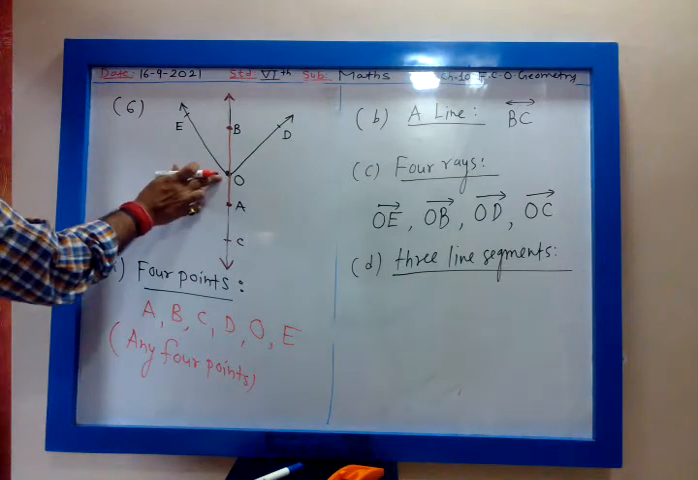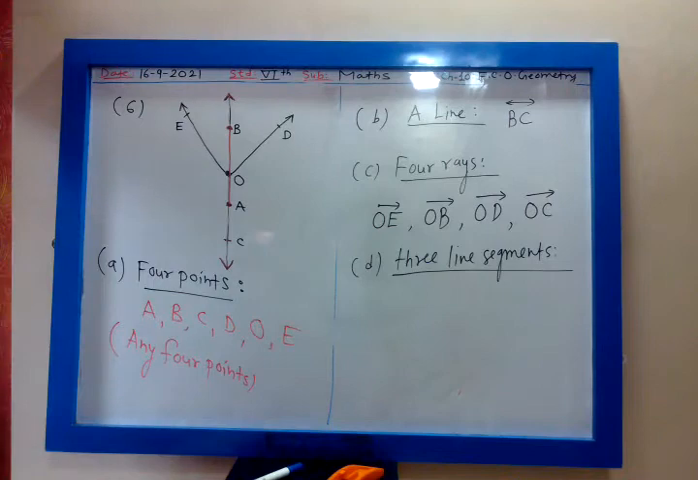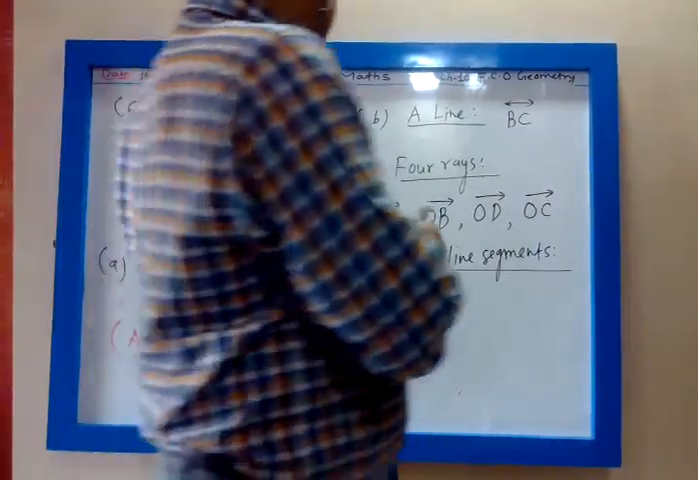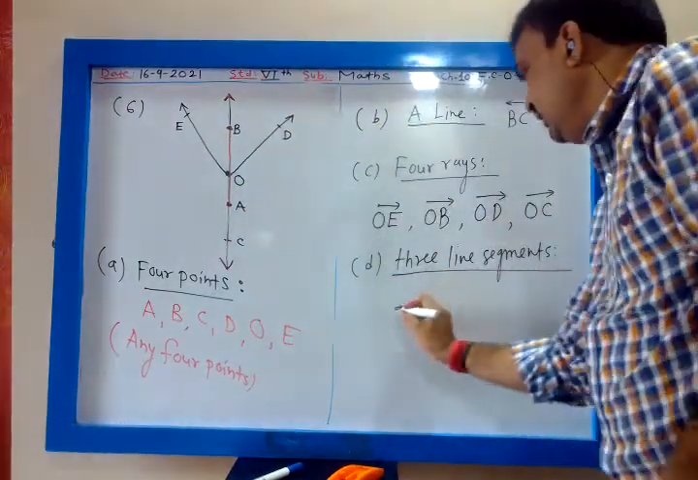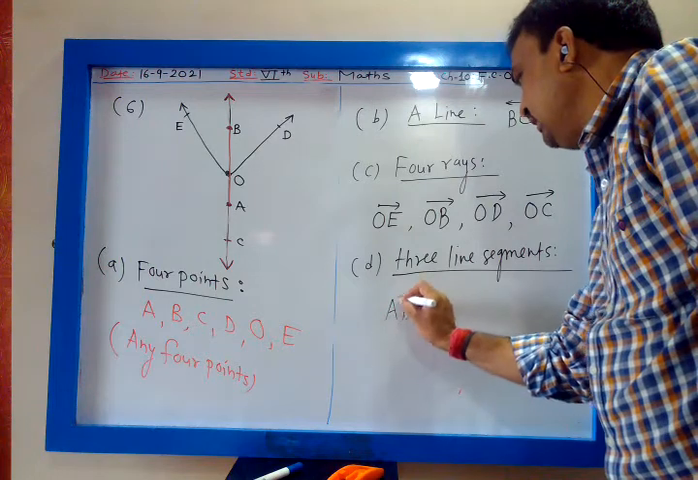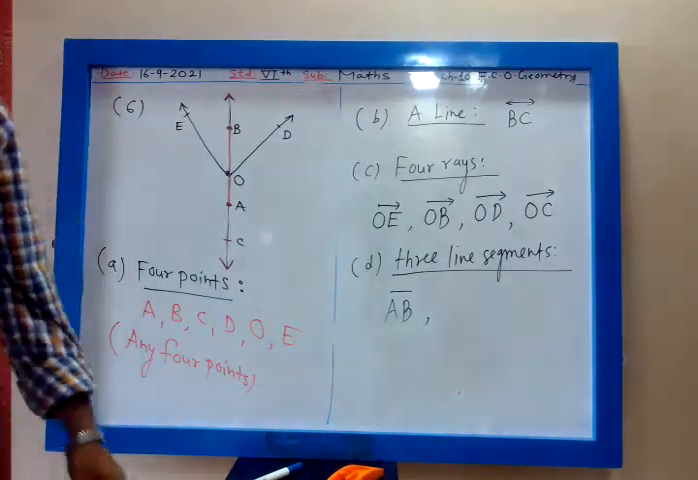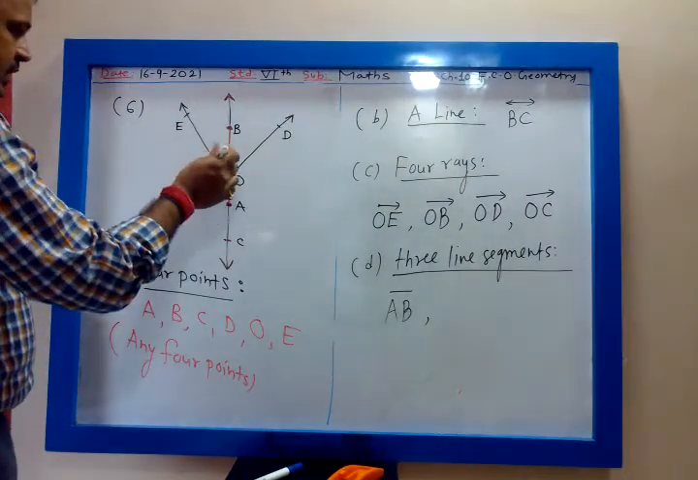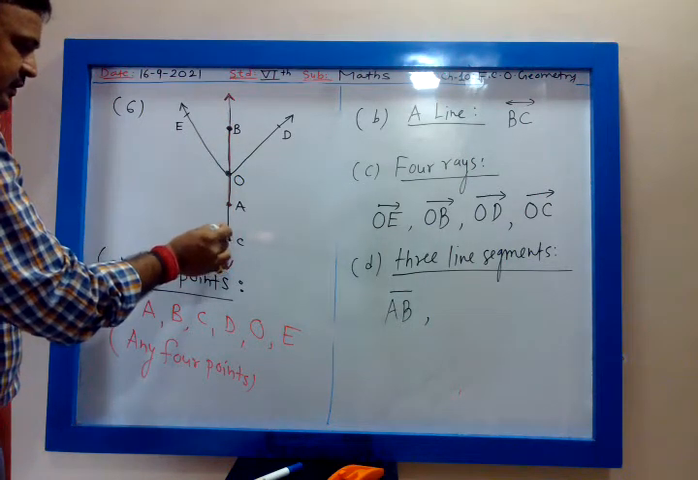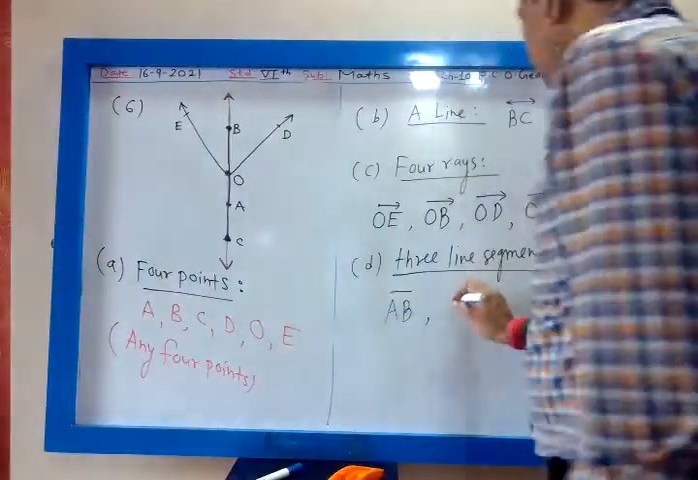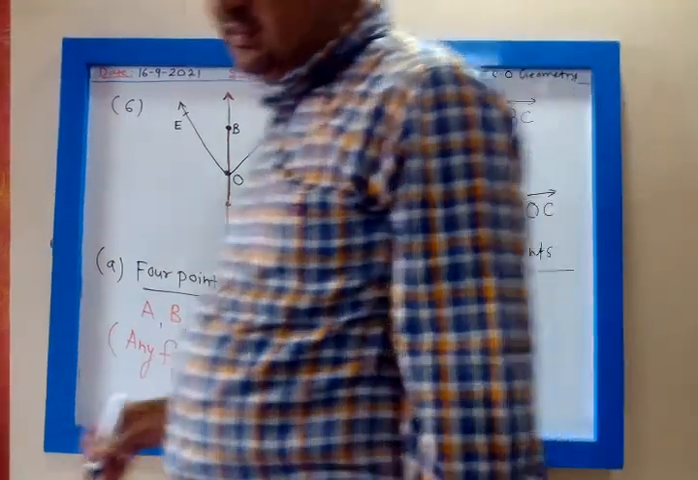The rays are OE, OB, OD and OC, with the symbol also. Now the 3 line segments. First A and B. This is the line segment AB. We write this symbol for AB. There is no arrow at any end. Then I can take B and C. This is BC. BC is a line segment.